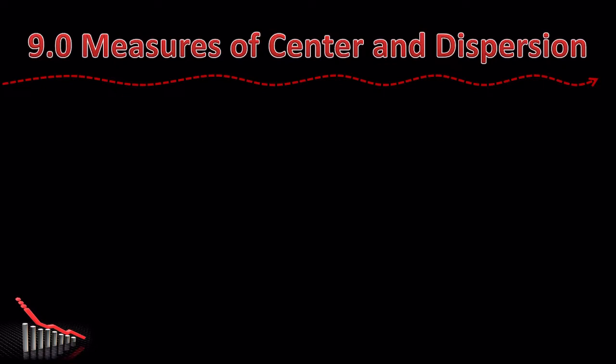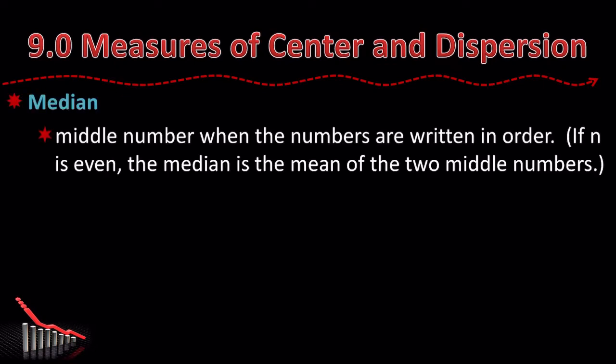The next measure of central tendency is the median. This is also very common. It's the middle number when the numbers are written in order. So you just put all the numbers in order. The median's the middle. If you have an even number of numbers, so there's no middle number, it's the mean of the two middle numbers. And the median then tells you that half of the data is higher than that and the other half is lower than that. So it tells you right where the middle of the data is.